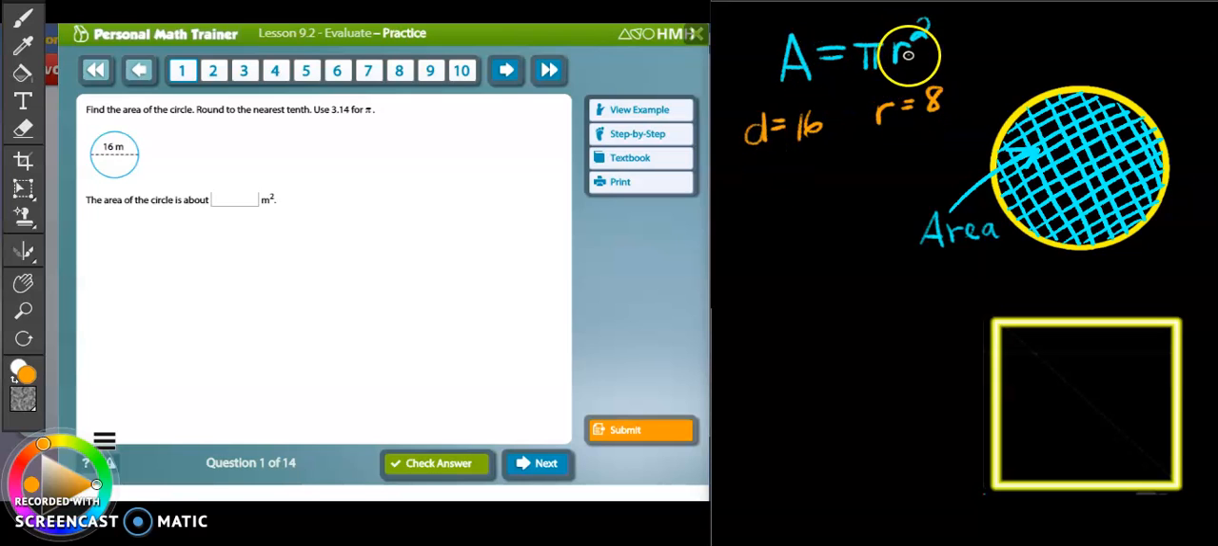We're going to use this formula. So we're going to say A equals pi, the value for pi that we're going to use. They told us we want to use 3.14. So A equals 3.14 times the radius squared. The radius is 8, and we're going to need to square it.